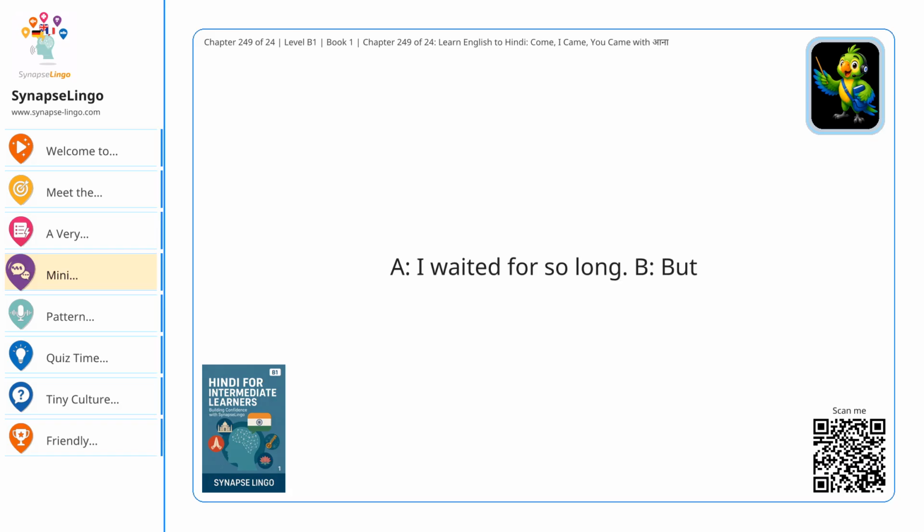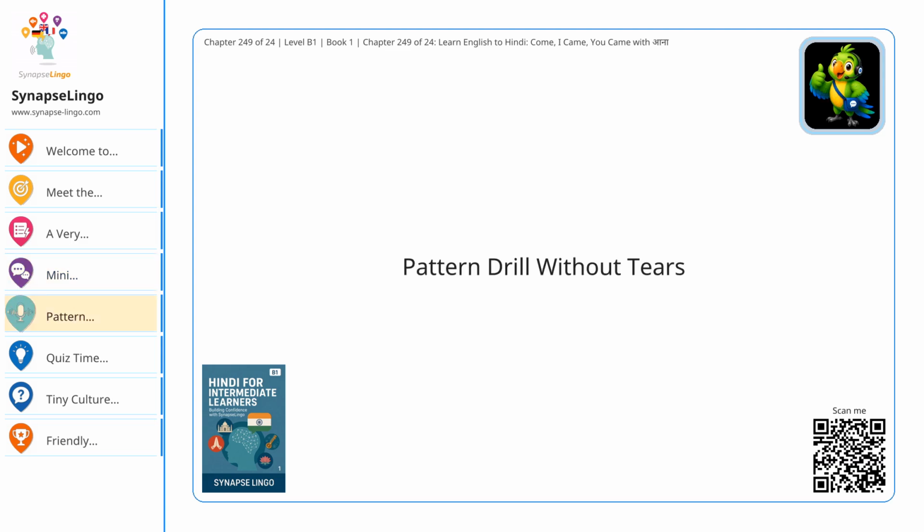A: I waited for so long. B: But तुम आए, so now I forgive you. A: Did he come? B: Yes, वो आया. A: Did she come? B: Yes, वो आए. A: Did your group arrive? B: Yes, हम आए. A: Did the guests come? B: Yes, वे आए. A: More sugar? B: No, कम please.